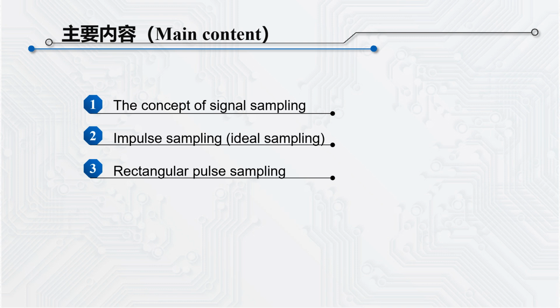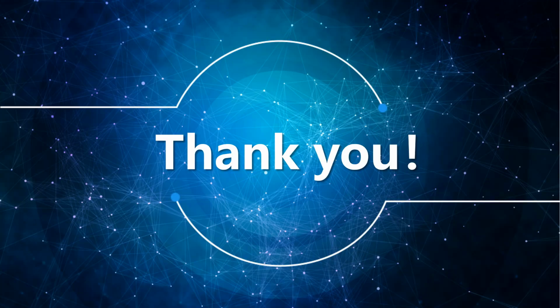In this lecture, we mainly discussed the concept of signal sampling, impulse sampling, and rectangular pulse sampling. Through analysis, we can find that impulse sampling is an ideal sampling. Rectangular pulse sampling is a sampling method commonly used in actual engineering. When the width of the rectangular pulse tau approaches zero, the sampling of the rectangular pulse will be approximate to the impulse sampling.